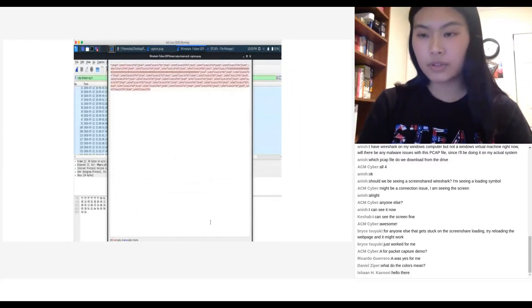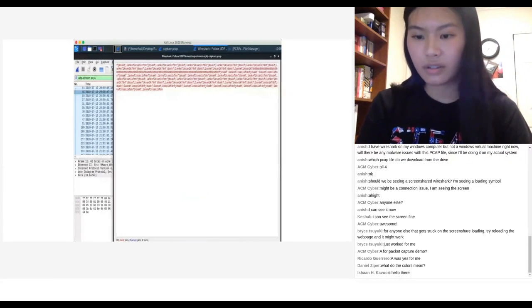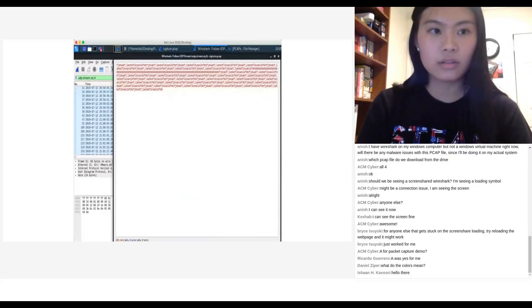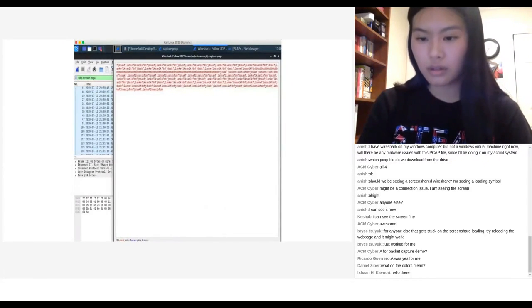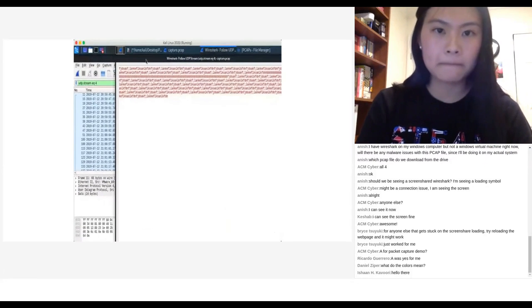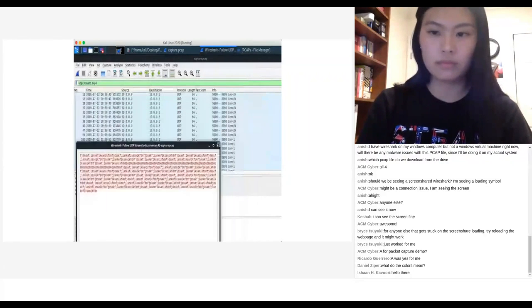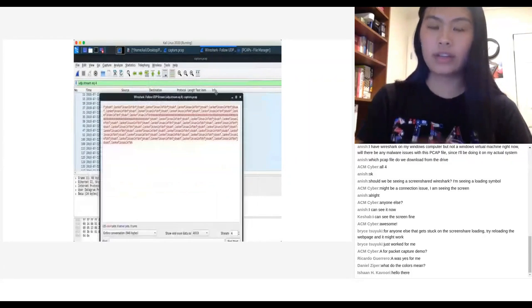this time I'm going to go through a UDP stream. Oh dear, I cannot see the bottom. Let me minimize this for a second. Hold on. Okay, I can finally see the bottom.